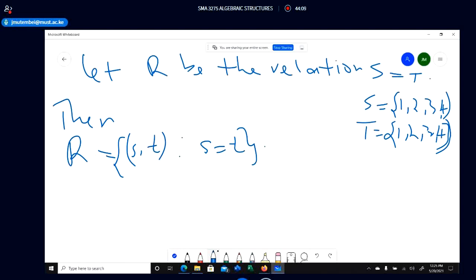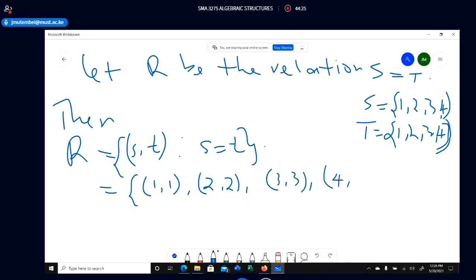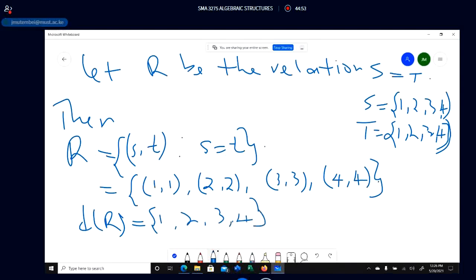That will comprise my R, which we can write as, where s is equal to t, I will have the ordered pairs (1, 1), (2, 2), (3, 3), and (4, 4). Those are the pairs that will satisfy the relation R. And now, what is the domain of R with this definition? The domain of R is the set of all first elements, so it will be the set {1, 2, 3, 4}. And the range of R is the set of all second elements, so we have again {1, 2, 3, 4}.